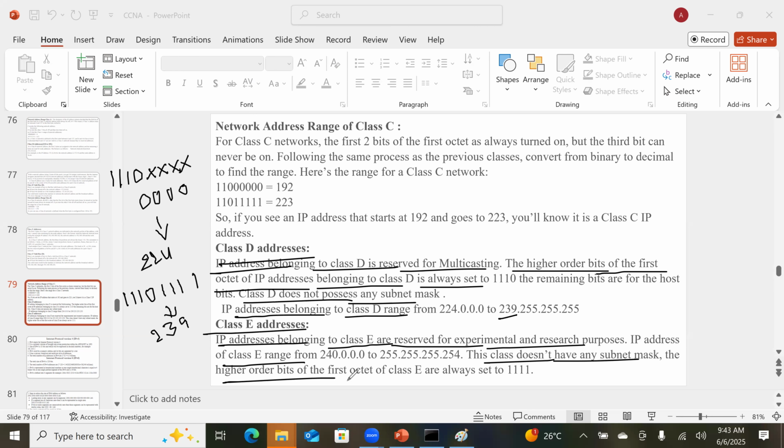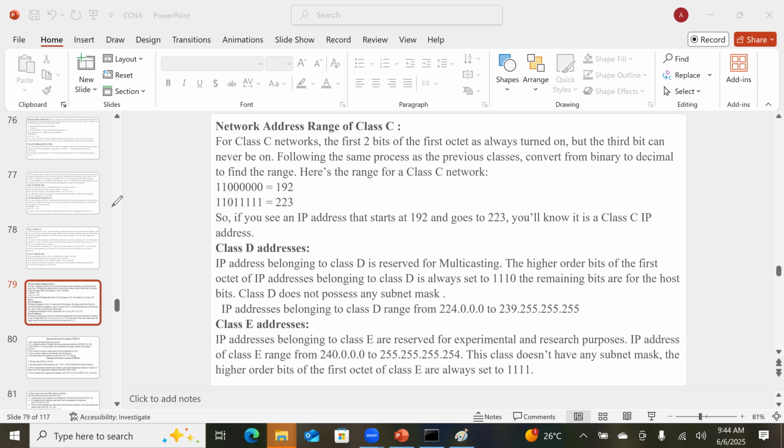The higher order bits of the first octet of this class are always set to 1111. This is the design of that one. Again, the first 4 bits of the first octet are kept high and the remaining are variable. If I make all of them 0, I get 240. If I make all of them 1111, I get the last, 255. Clear? This is some detailed information about the classes of IP addresses.